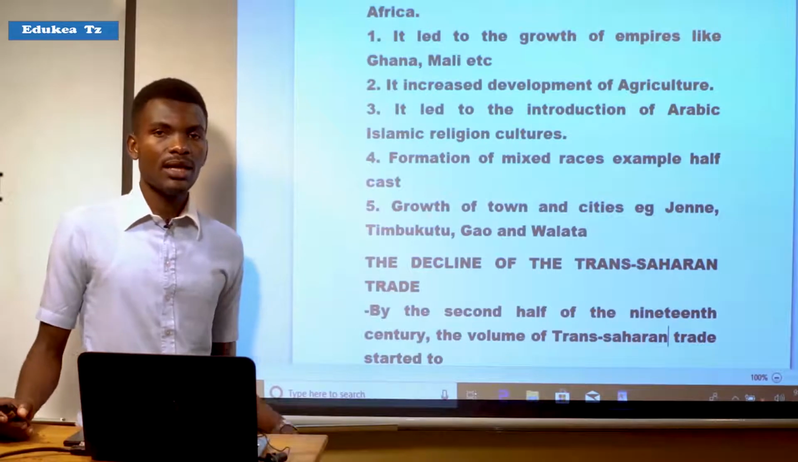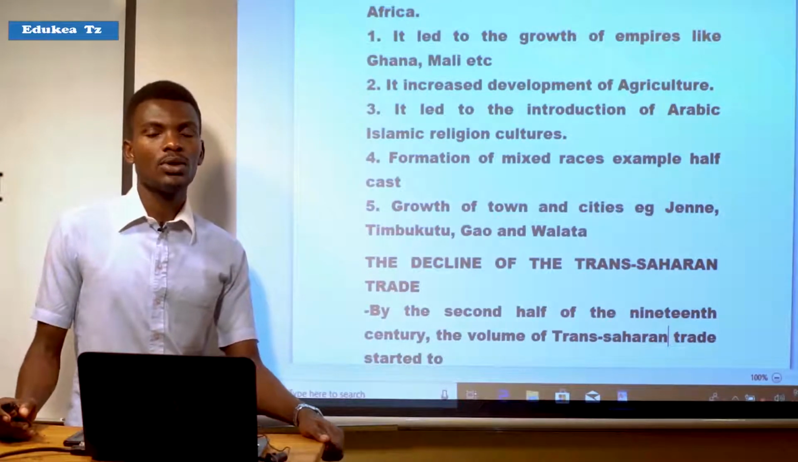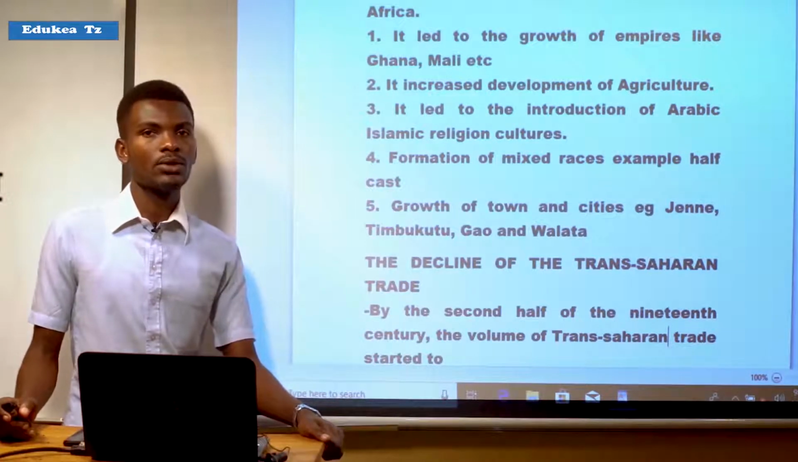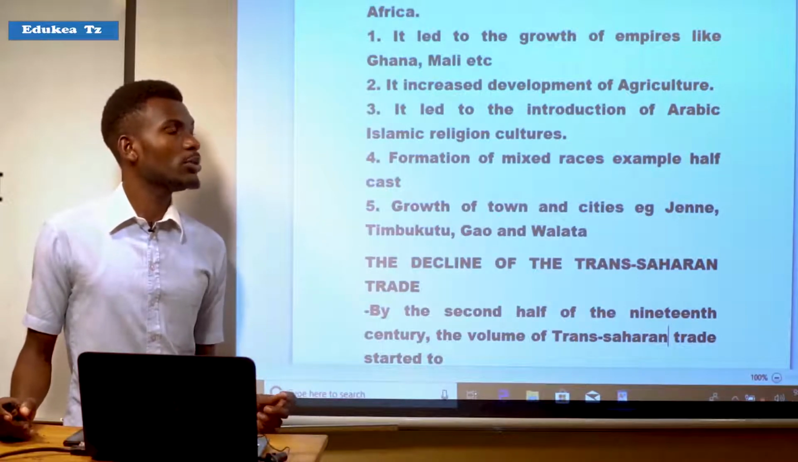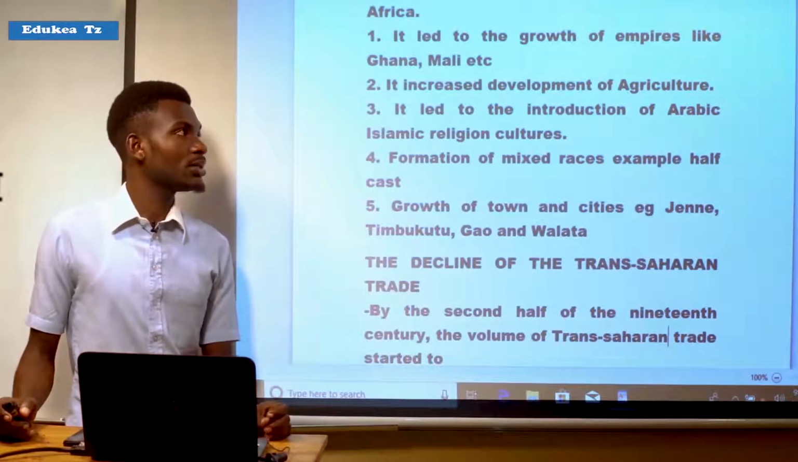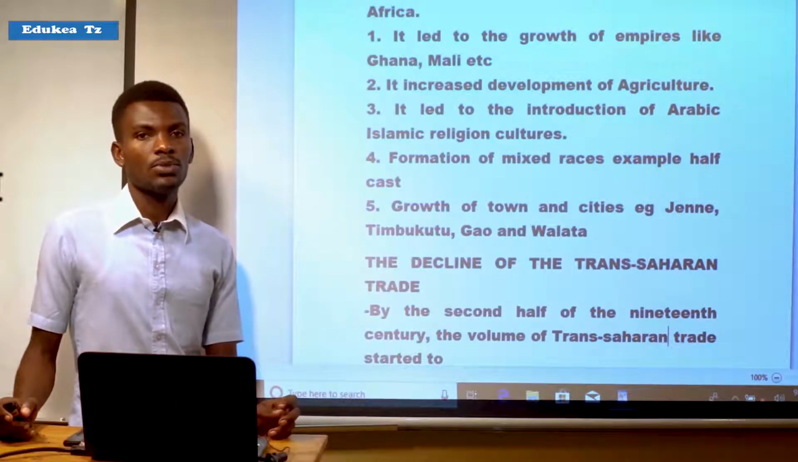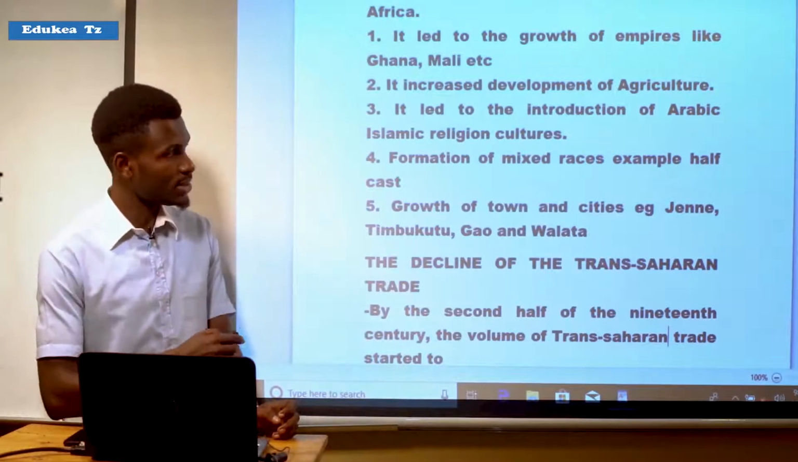Also, it increased the development of agriculture. It means that during the trade there was a high need of agricultural products like food crops or foodstuffs. So the communities which were agriculturalists participated fully in production of agricultural products, and that made agriculture develop.